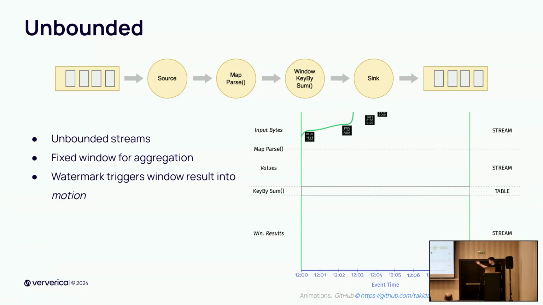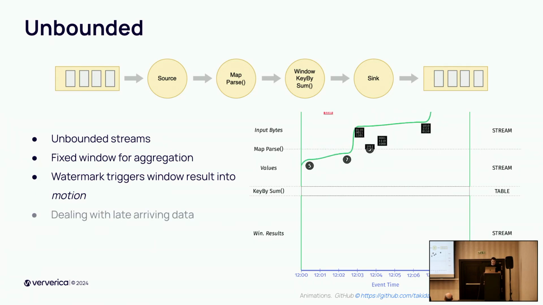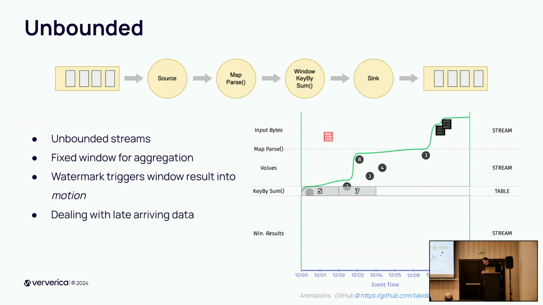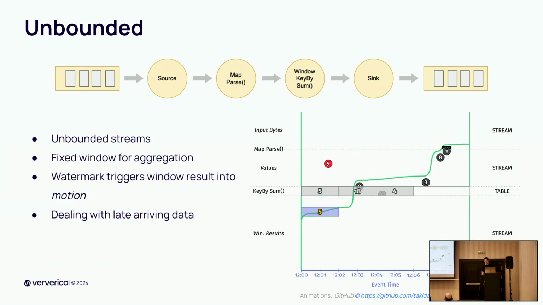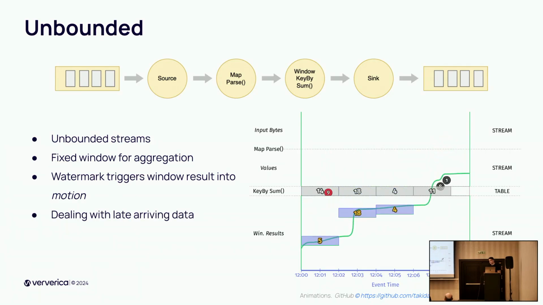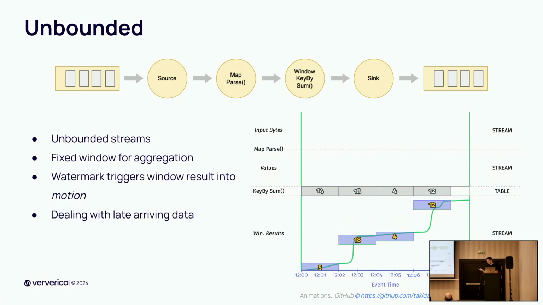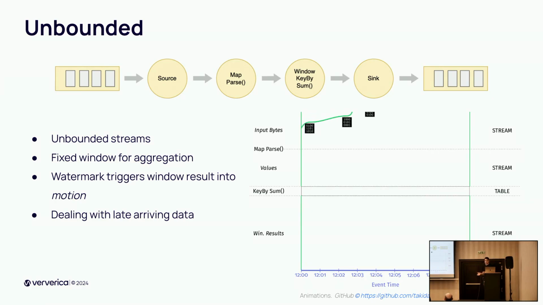Of course, there could be late arriving data. The watermark in streaming systems is some kind of heuristic. And for example, in Apache Flink SQL, the late arriving data will be dropped. But if you are using the DataStream API, you can send the late arriving data to a different stream.